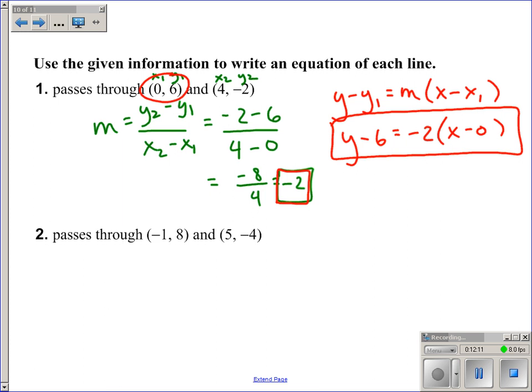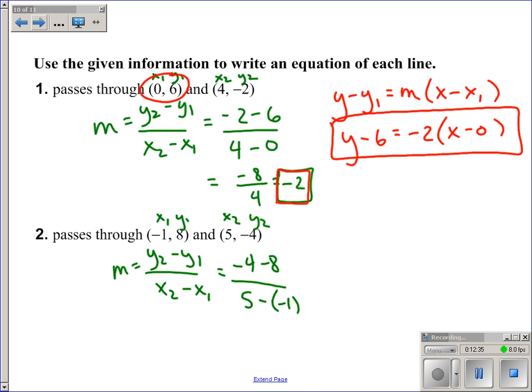Number 2 passes through negative 1, 8, and 5, negative 4. Again, we will find the slope using y2 minus y1 over x2 minus x1. That's x1, y1, x2, y2. So it's negative 4 minus 8 divided by 5 minus a negative 1, which is equal to negative 4 minus 8 is negative 12. 5 minus a negative 1 is 5 plus 1, or 6. And again, we get negative 2. Okay, so then we pick the point that we think is easier, and I'll just pick this one.